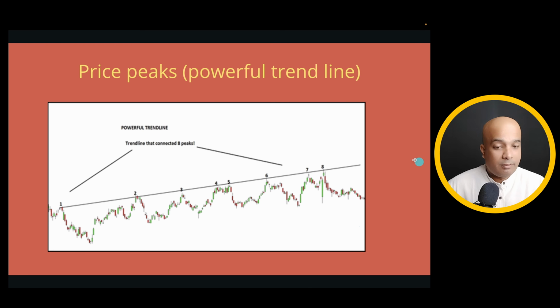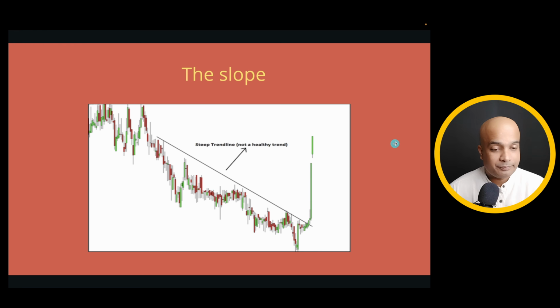Now, whenever you draw a trend line by connecting more peaks, it becomes a powerful trend line, and there is a high possibility of that particular trend line acting as a support trend line or resistance trend line.